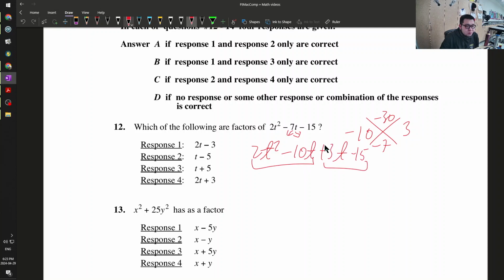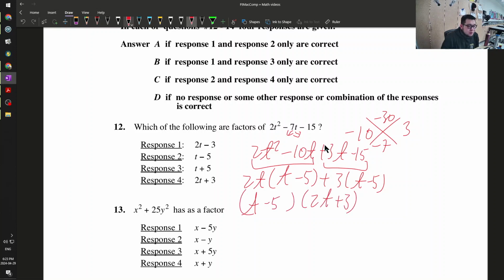Group. 2t times t minus 5 plus 3 times t minus 5. T minus 5 times 2t plus 3. 2 and 4 is the answer, so this is C.